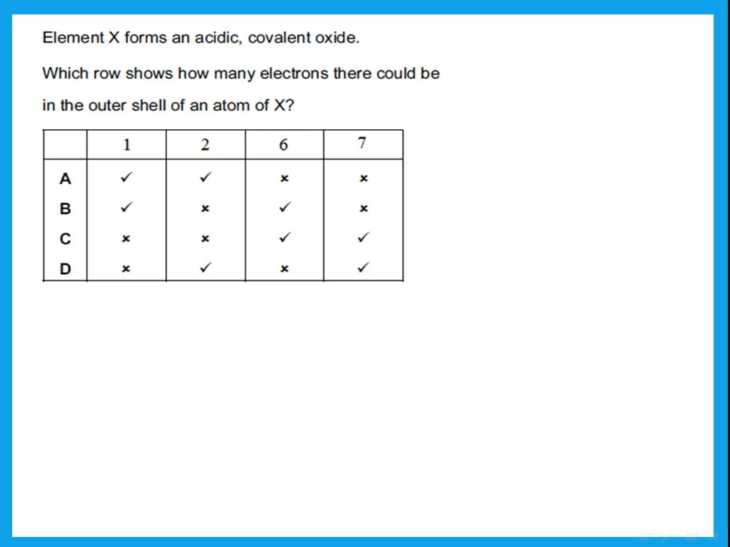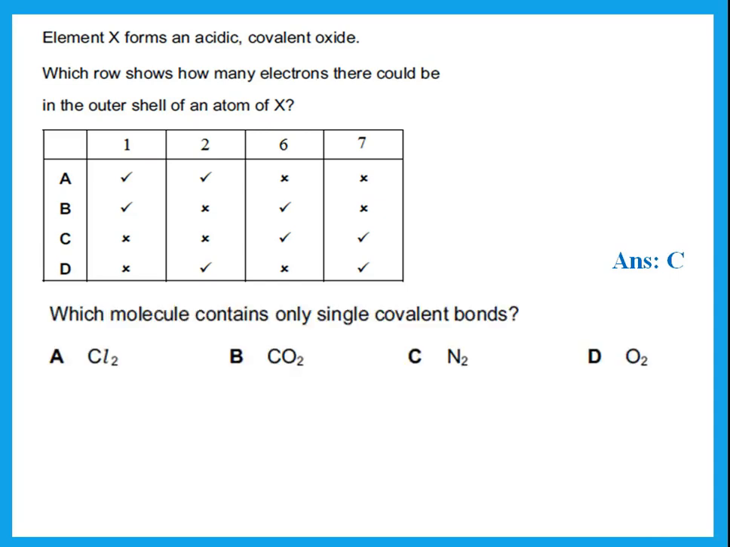Okay. Element X forms an acidic covalent oxide. Now, acidic covalent oxide means an oxide of a non-metal. Which row shows how many electrons there could be in the outer shell of an atom of X? Now, if we're forming a covalent oxide, it means it is an oxide of a non-metal, so the non-metal will have how many electrons in its outermost shell? It will have 6 or 7. Anything that has 1 or 2 is a metal, not a non-metal. And to be covalent, I have to have a non-metal. Okay, so it is C.